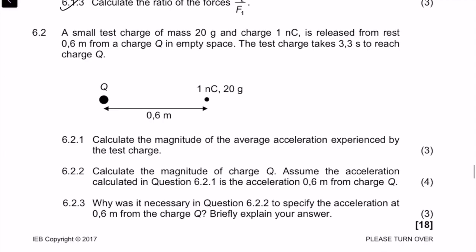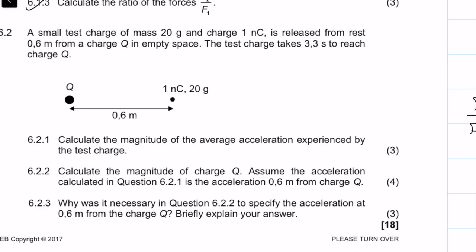Cool stuff. Question 6.2. A small test charge of mass 20 grams, which I'm going to write as 0.02 kilograms, and a charge of 1 nanocoulomb, which is 1 times 10 to the minus 9 coulombs, is released from rest 0.6 meters from a charge Q in empty space.